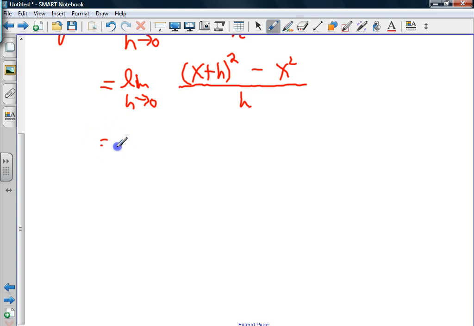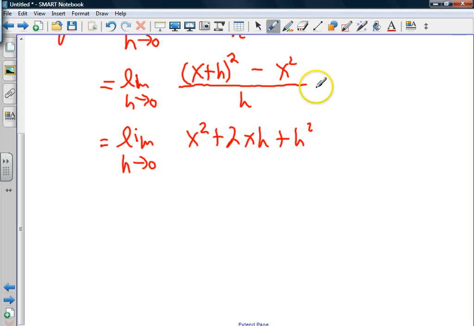So now we get the limit as h goes to 0 of x squared plus 2xh or 2hx, same thing, plus h squared, that's this piece, don't forget this piece, minus x squared all over h. Why is that helpful? Yes? Well, one thing at a time. The x squareds cancel, right? Okay.